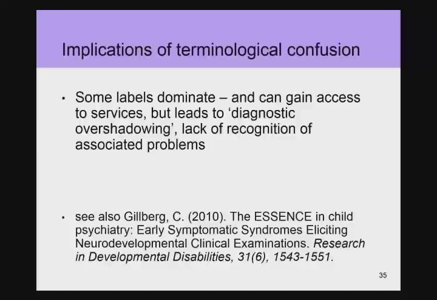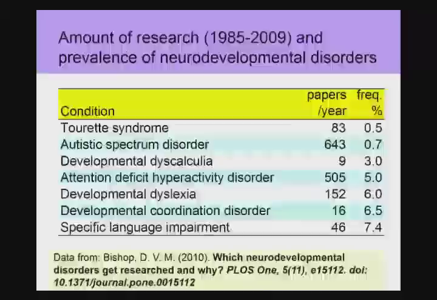When I talked about this recently elsewhere, somebody drew my attention to Chris Gillberg making very similar arguments, what he calls ESSENCE. I mean, he writes excellent stuff, but he does have dreadful acronyms. Early Symptomatic Syndromes Eliciting Neurodevelopmental Clinical Examinations, whoa. But he's saying the same thing, essentially, that these things go together, and instead of trying to pull them apart, we're really doing children a disservice by failing to recognise that. We're also sort of distorting the research literature.